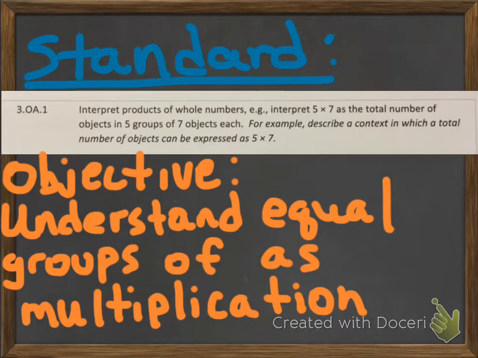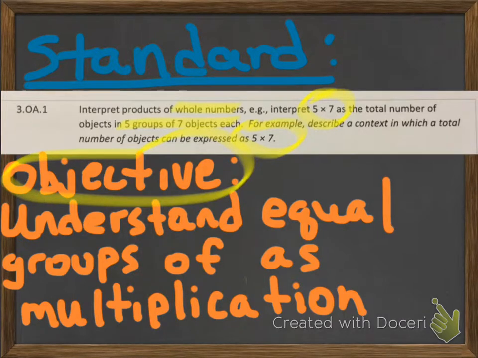The standard for third grade operations and algebraic thinking, 3.1, is to interpret products of whole numbers, e.g. interpret 5 times 7 as the total number of objects in 5 groups of 7 objects each. For example, describe a context in which a total number of objects can be expressed as 5 times 7. So our objective is to understand equal groups as multiplication.